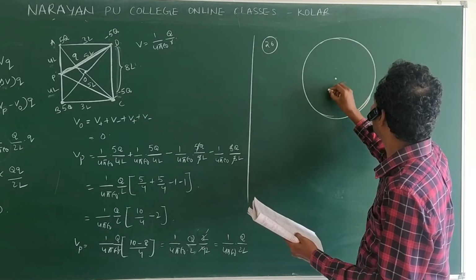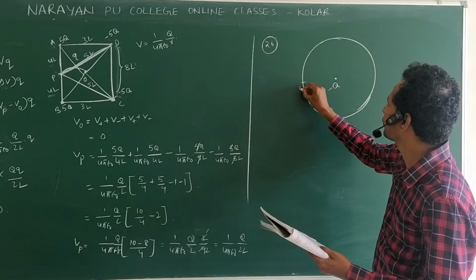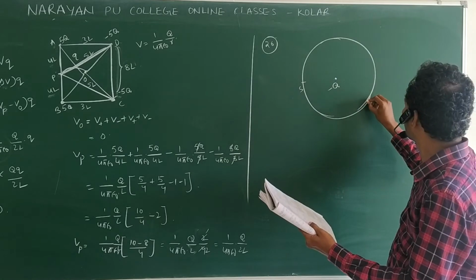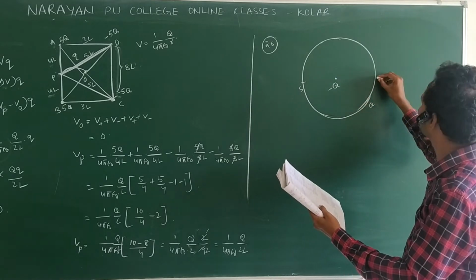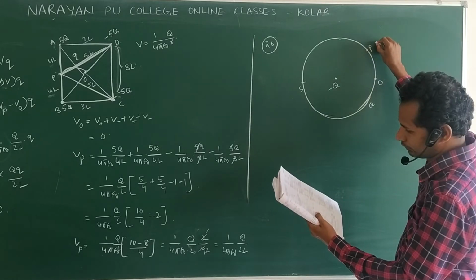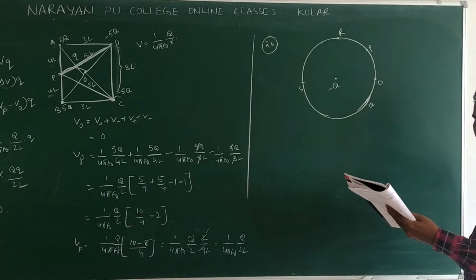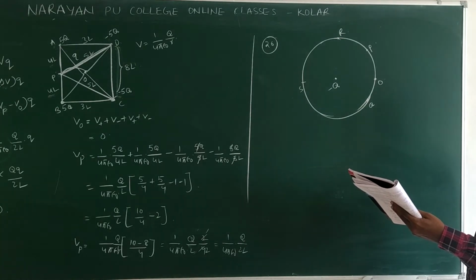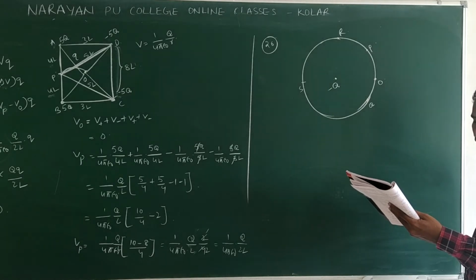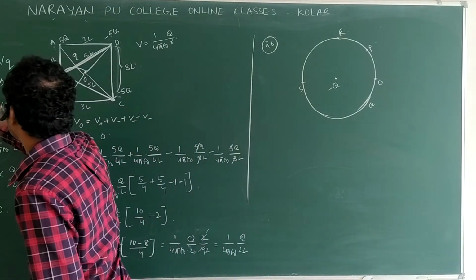At the center, minus Q is placed and they have given some points: P, Q, R, O. They are asking for the minimum work done along which path: OP, OR, OS, or along any path OP, OQ, OR and OS. Already I mentioned the work done formula.